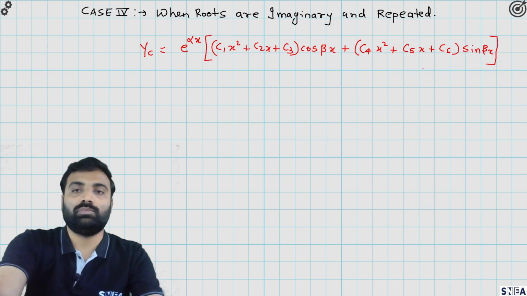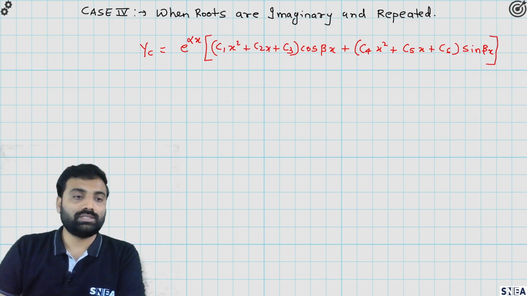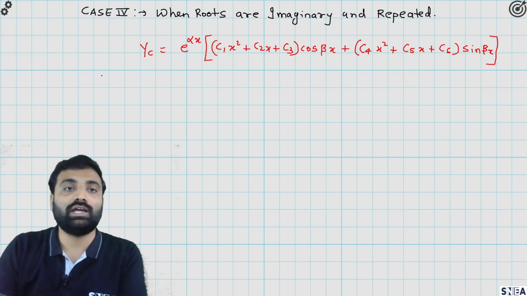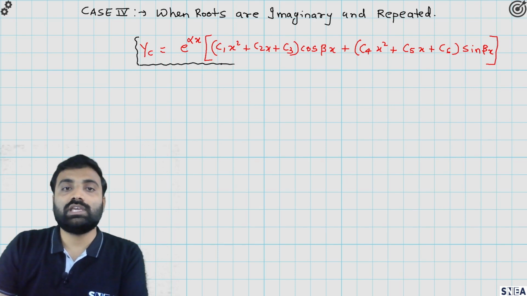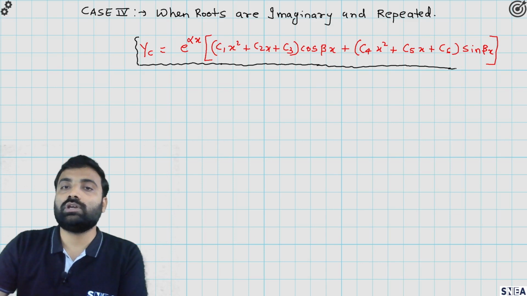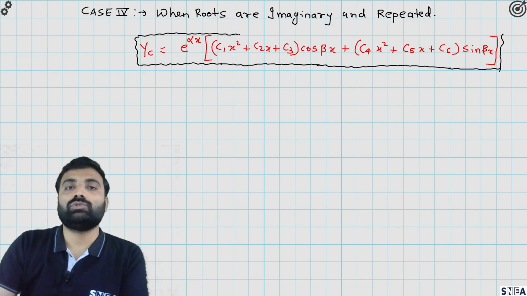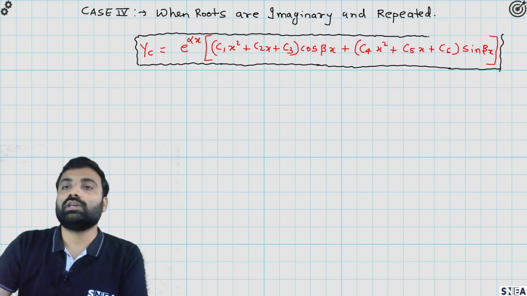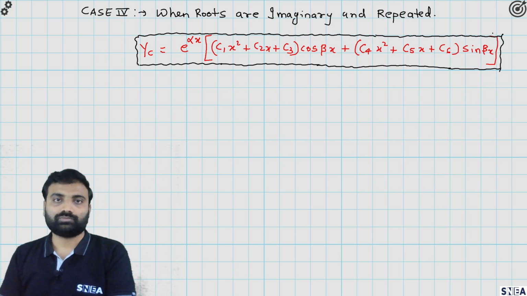This is the formula for yc when the roots are what, students? Imaginary and repeated. Okay, so it is the same as case 2, but you have to write it down how many times? You have to write it 2 times, one with cos and the other, students, with sin.